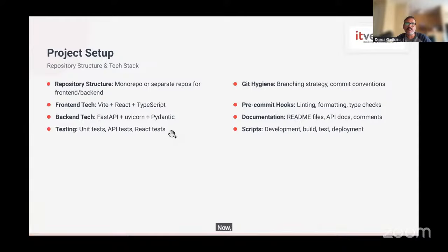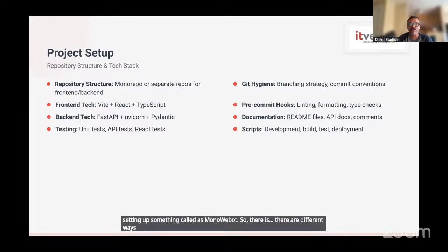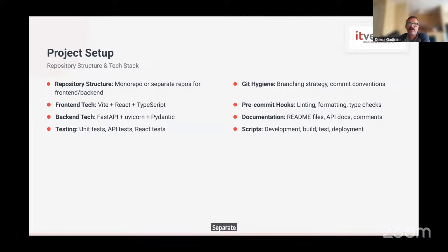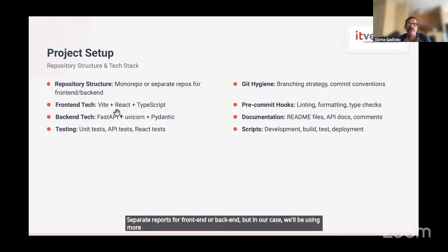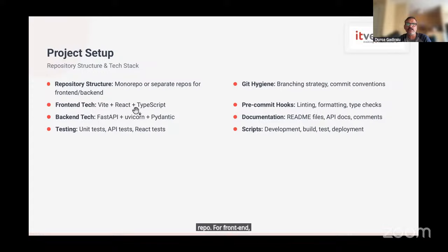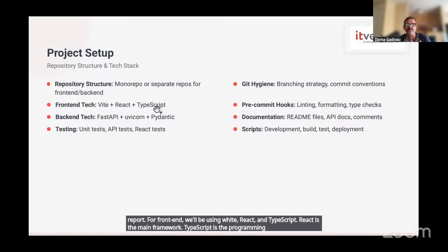Now, when it comes to the product setup, we'll be setting up something called a monorepo. So there are different ways to actually build full stack applications. It can be separate repos for front end or back end, but in our case, we'll be using monorepo. For front end, we will be using Vite, React, and TypeScript. React is the main framework. TypeScript is the programming language which actually helps you in building the front end.